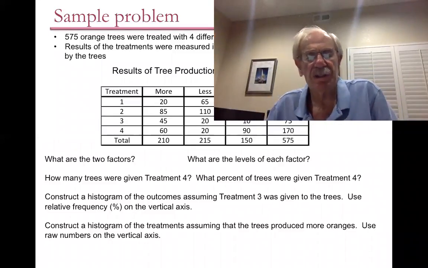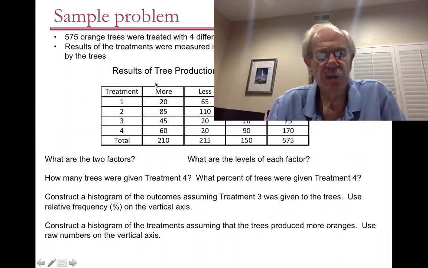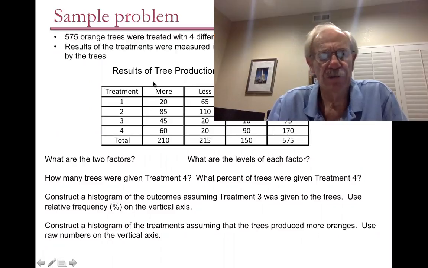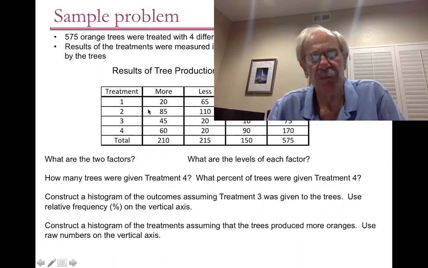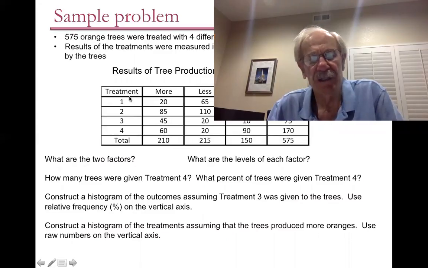So in this two-way table, 575 orange trees are being treated with 4 different growth hormones. So there's treatments 1, 2, 3, 4, and we're measuring the production of the trees by the treatment type. More production for this column, less production for this column, and the same production for this column. And this is how many trees are in each group.